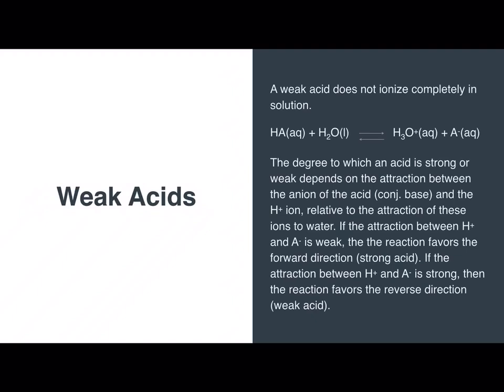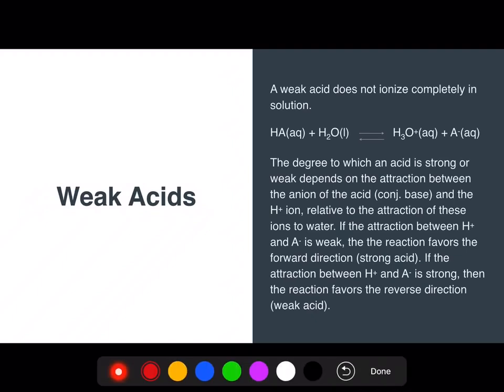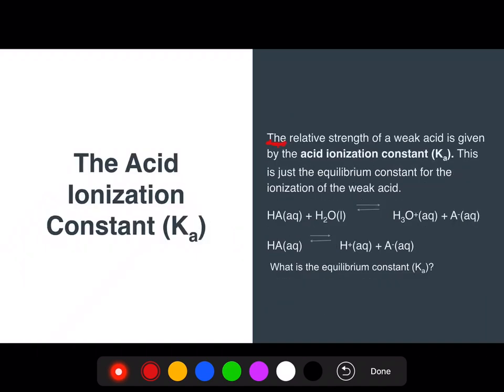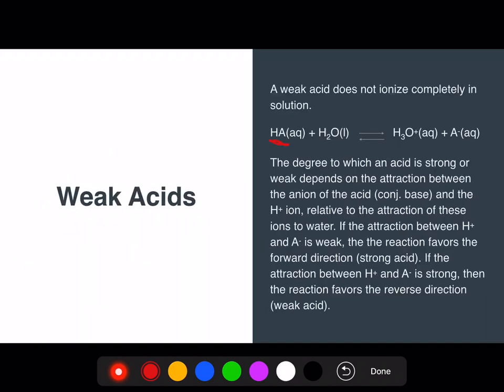A lot of times, be prepared to recognize this notation with the HA and the A minus. The HA, of course, represents the acid. The A minus is its conjugate base. They go together. So we have our equilibrium going on here because the weak acids do not ionize completely. And then the equilibrium constant for that is the Ka value.